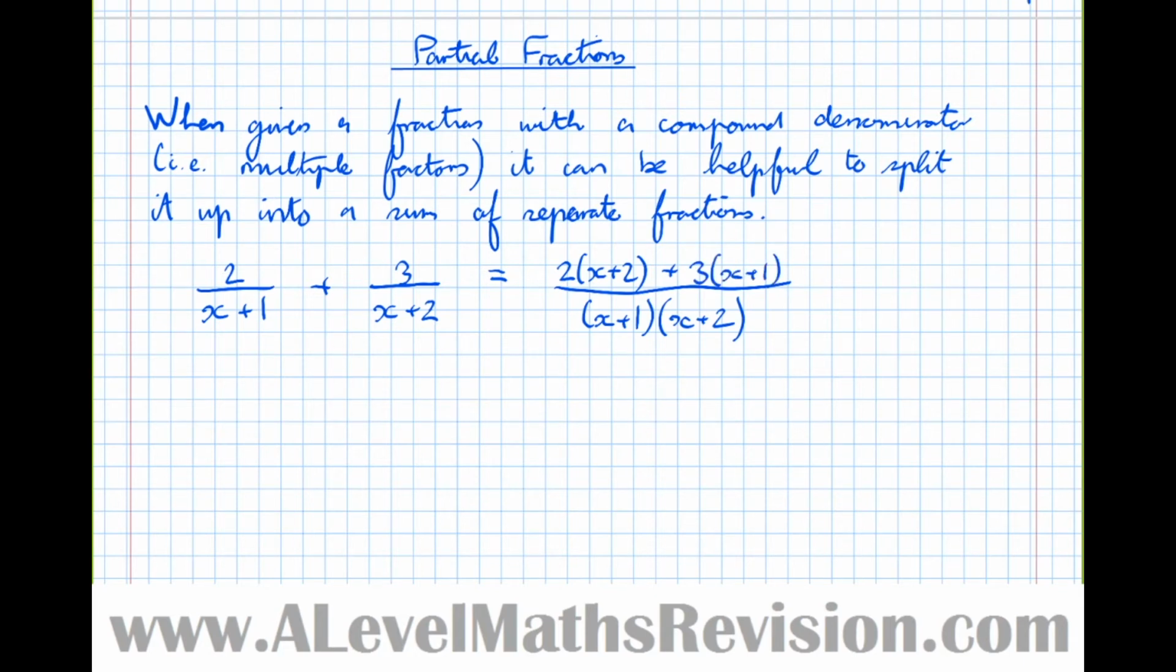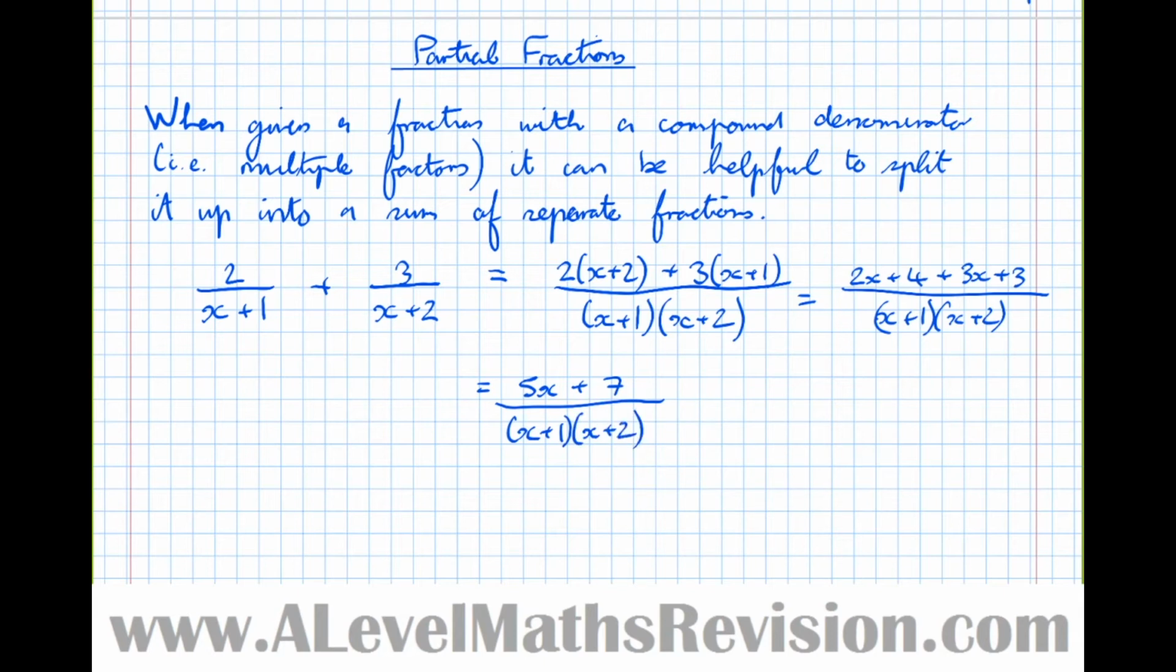to get 2x plus 4 plus 3x plus 3 over x plus 1, x plus 2, and that'll be 5x plus 7 over x plus 1, x plus 2. And there it is, we've added the fractions together.